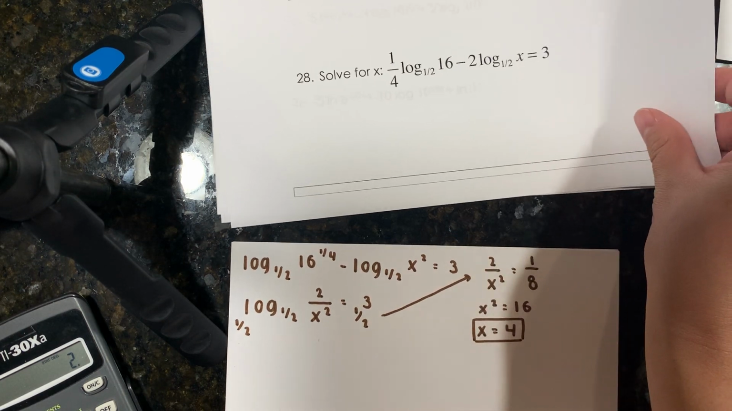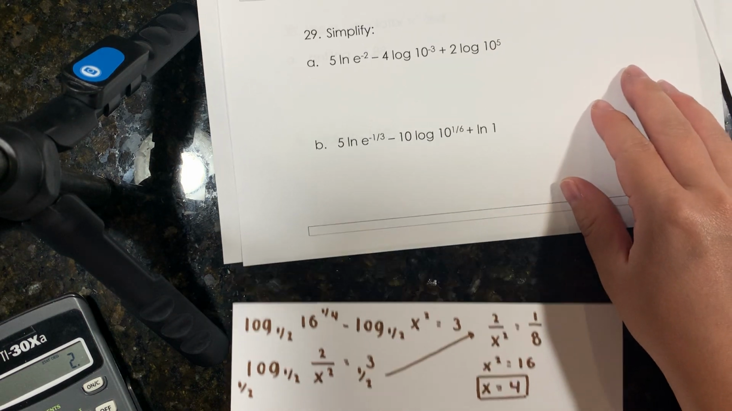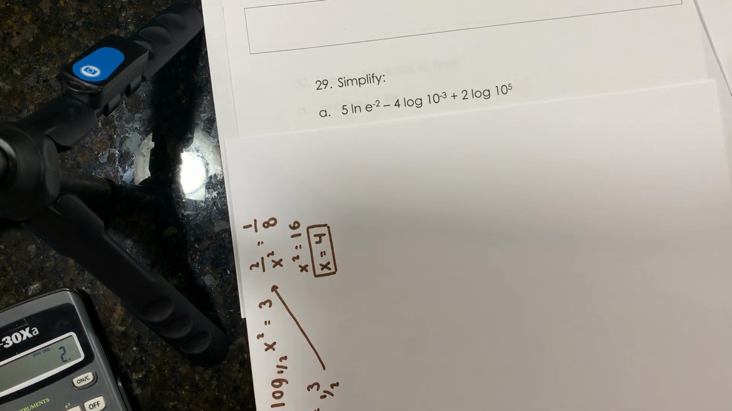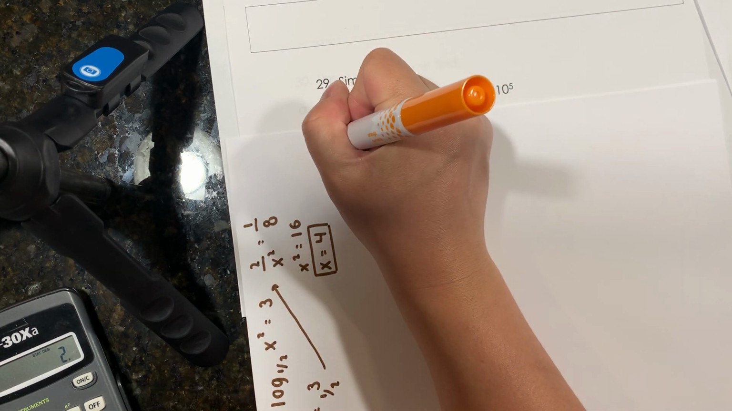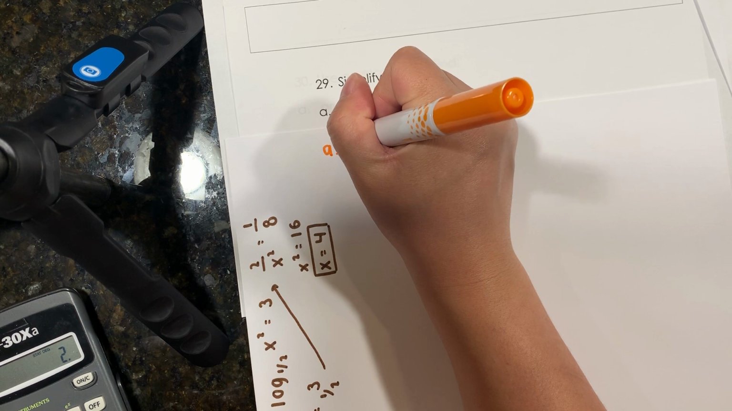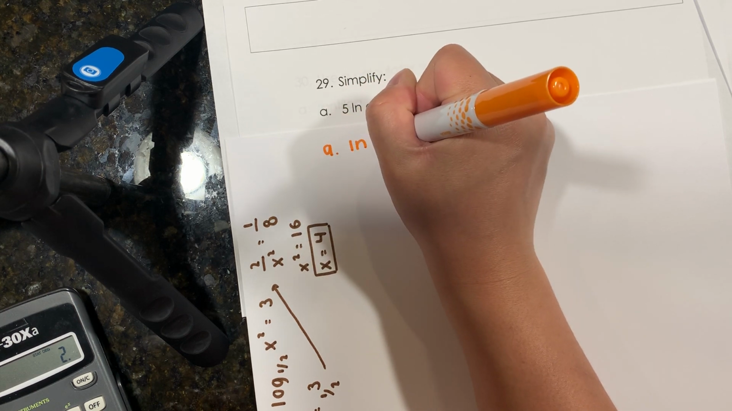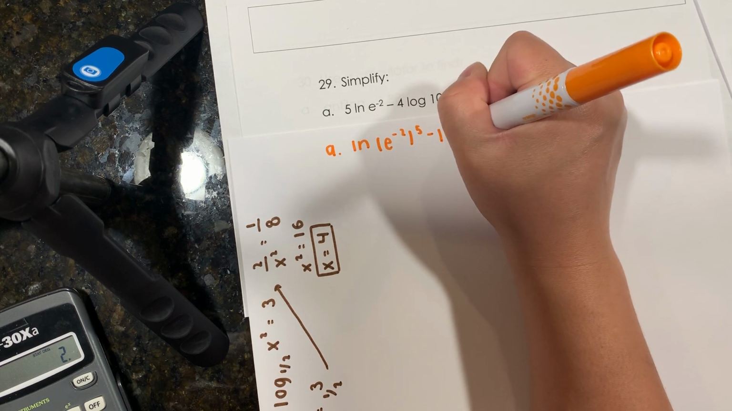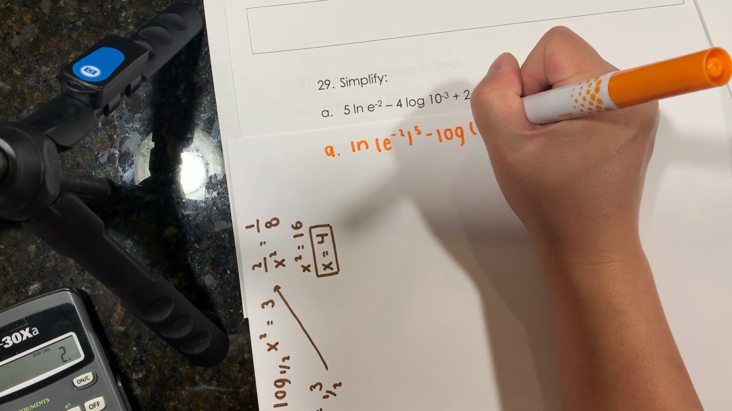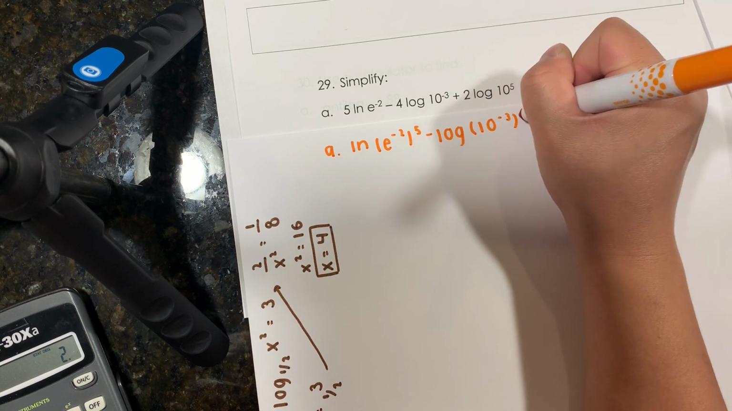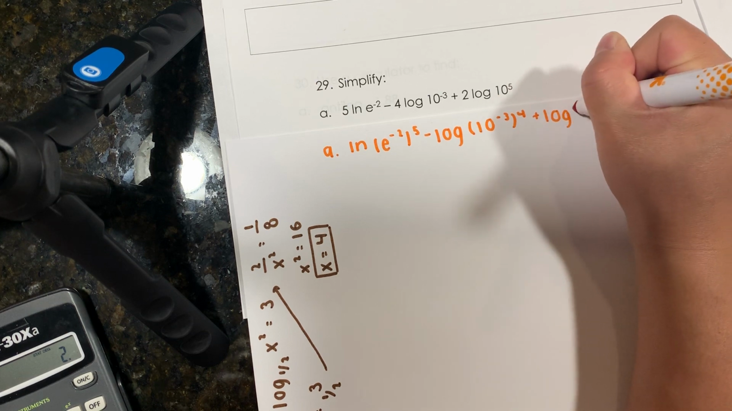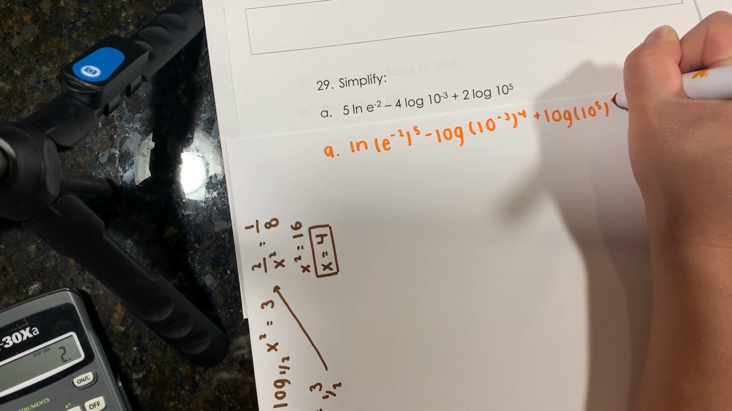Now for number 29, we have 2 parts to this problem. So again, if there's a number outside my logarithm, it is going to become the exponent. If there's already an exponent, you multiply those exponents together. So this would turn into ln e to the negative 2 to the power of 5 minus log 10 to the negative 3 to the power of 4 plus log 10 to the 5th to the power of 2.